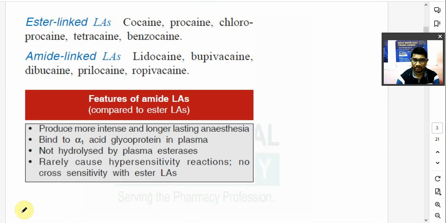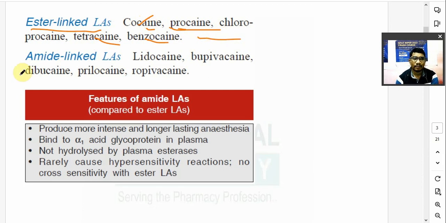Now there are two types of local anesthetics. The first is the ester linked local anesthetics, which include cocaine, procaine, chloroprocaine, tetracaine, and benzocaine. Cocaine is a natural one, and it is no more used as a local anesthetic because it has a very short duration of action as well as an addicting liability. The first synthesized local anesthetic is procaine. Chloroprocaine, tetracaine, and benzocaine are all ester linked local anesthetics.